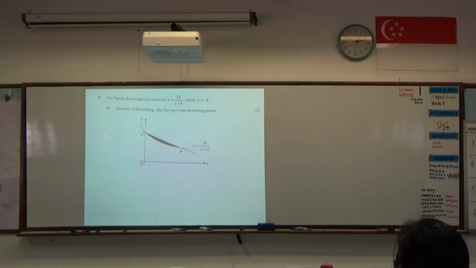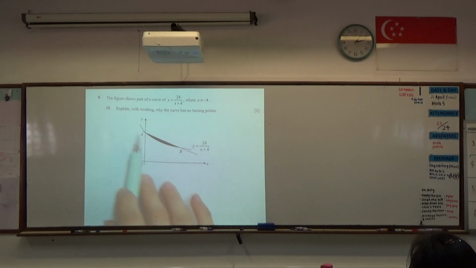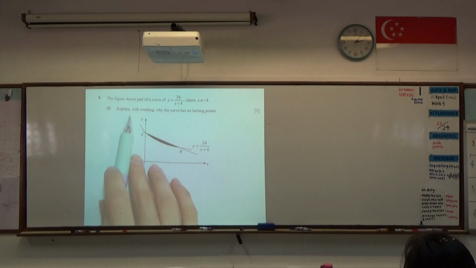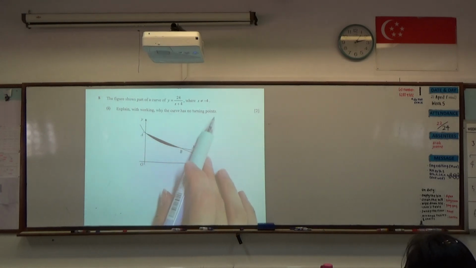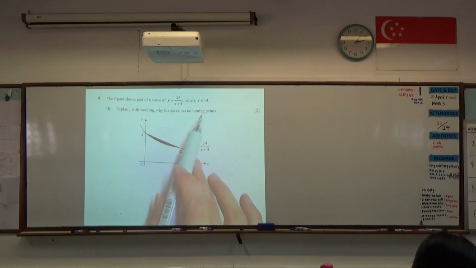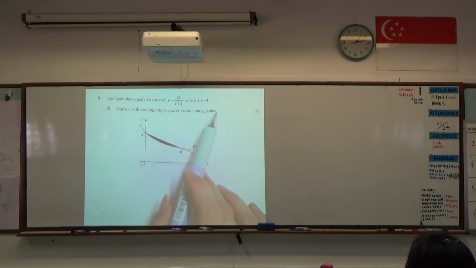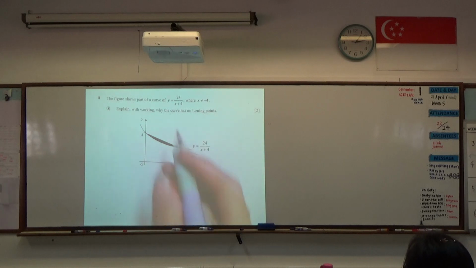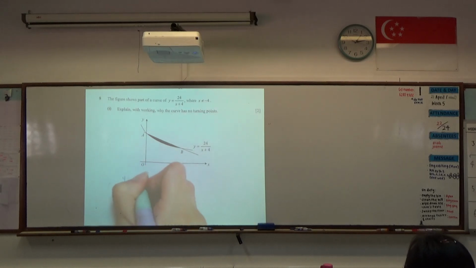Okay. So the question says that it shows part of the curve where x is not equals to 4. Explain with working why the curve has no turning points. So no turning points, what does that mean? When will there be turning points? Having turning points means what? dy over dx equals to 0, right? So no turning points means dy over dx is not equals to 0. So we will definitely have to do our differentiation first.